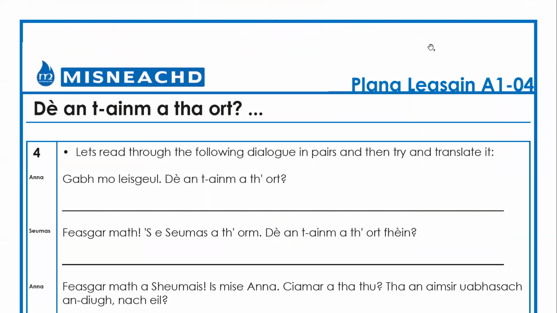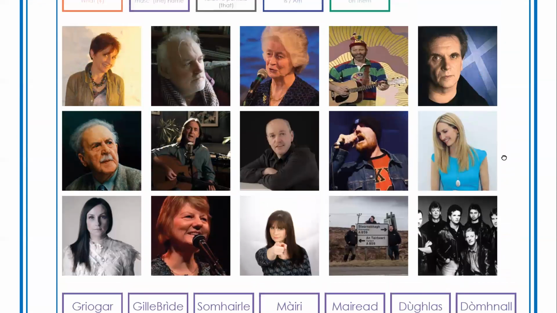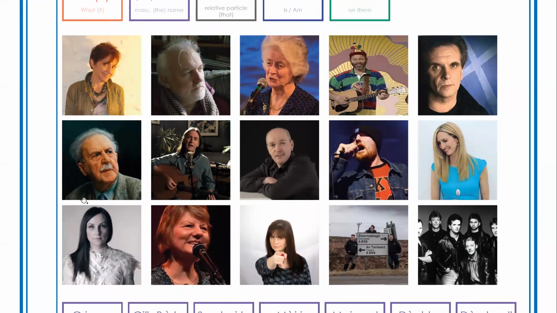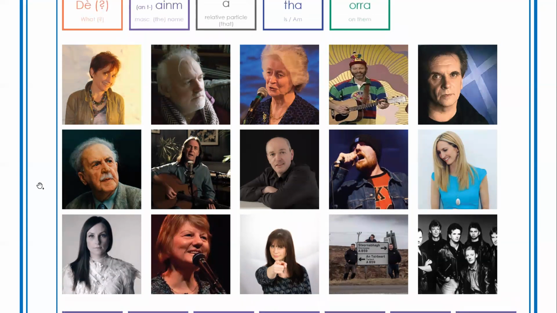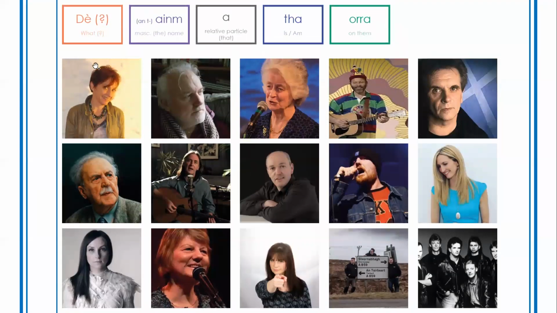So some of you may recognize some of these people, others may not. These are all famous Gaelic singers or traditional artists or poets. And part of the reason for this exercise is to introduce some of these people to learners. It's very important that you take part in the culture that surrounds the language and understand the artists and poets and important people in the Gaelic world. So I'll read through the exercise and explain who these people are briefly.